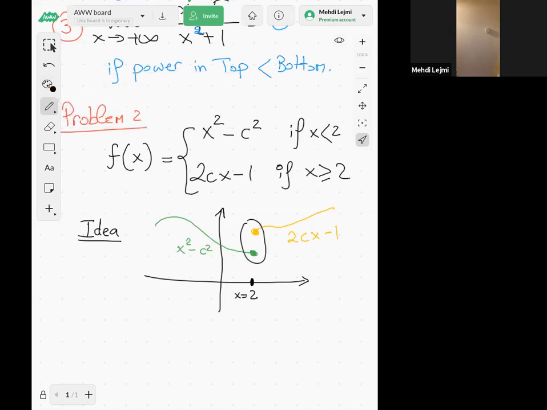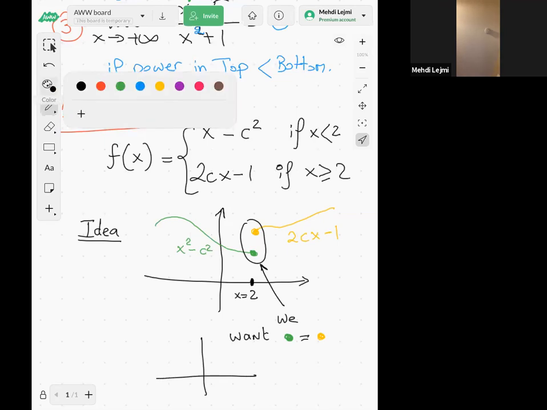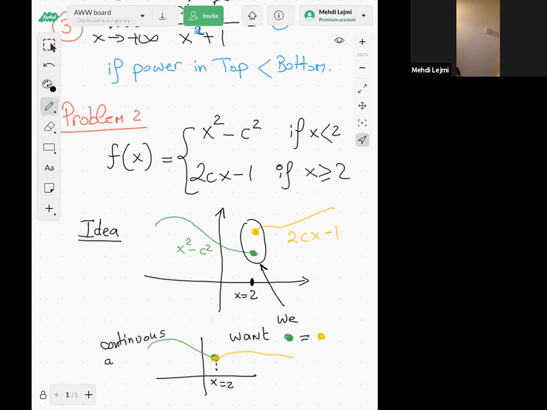So we want these two points to be the same, to be equal to the yellow one. Because if they are the same point, then they would coincide, which means your graph would be continuous. You won't have a jump or a hole at x equal to 2. So this one here is continuous, of course, at x equal to 2.